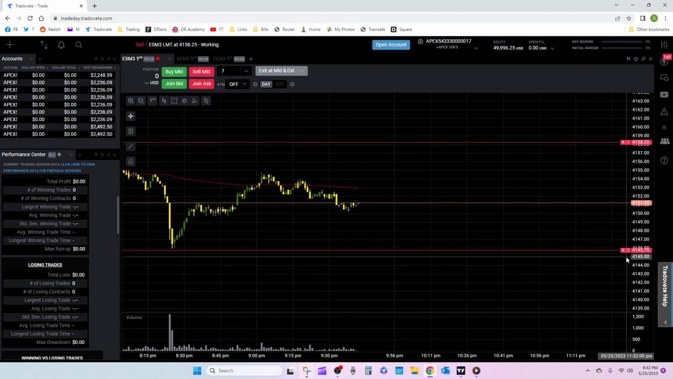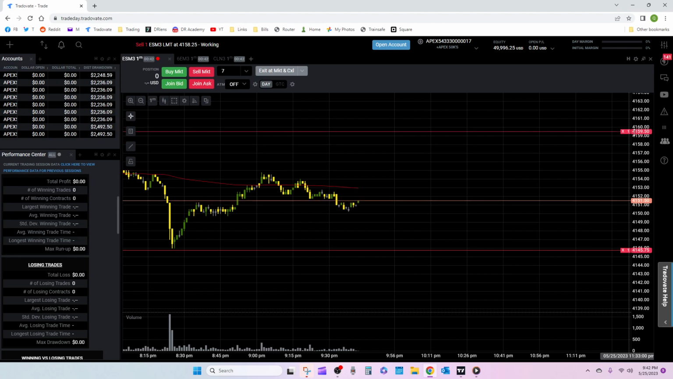Even though it says 1 right here, it's actually 1 times 7. So if this gets hit, all 7 accounts get bounced. And same with down here. If it comes down here and hits the stop loss, all 7 accounts get stopped out. So that's really simple, and it's like TradingView.